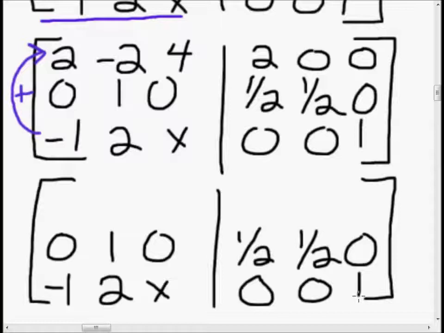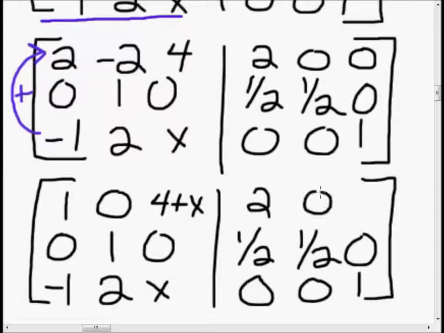So let's see. 2 plus -1 is 1. 2 plus -2 is 0. 4 plus x, I don't really like that one, but I guess we've got 4 plus x. We're going to have to figure out how to get rid of that guy somehow. And let's see. 0 plus 2 is 2. 0 plus 0 is 0.